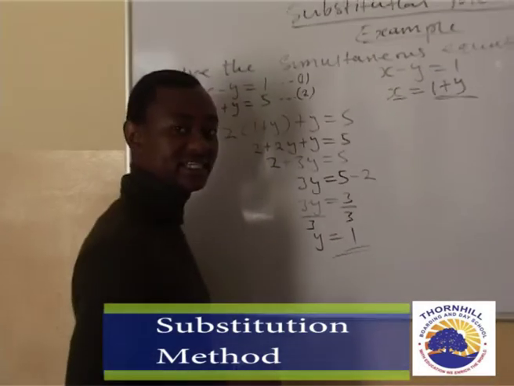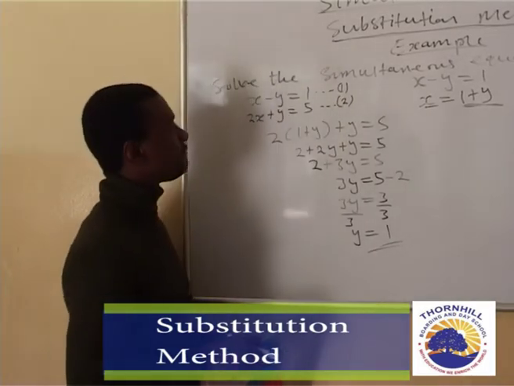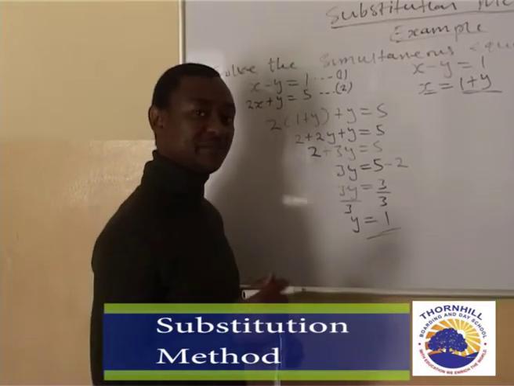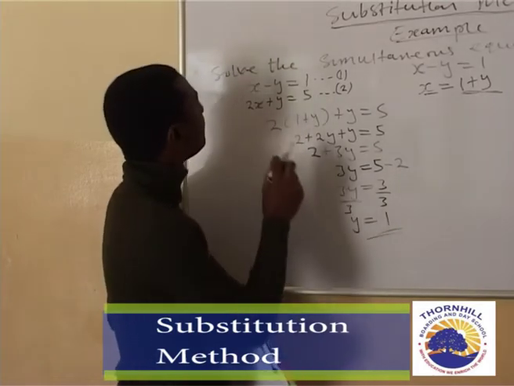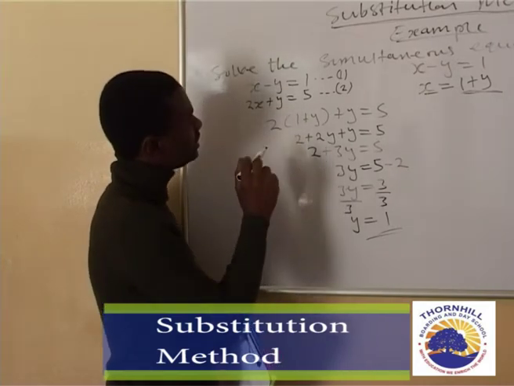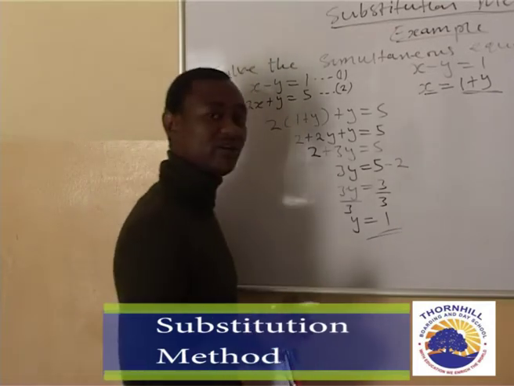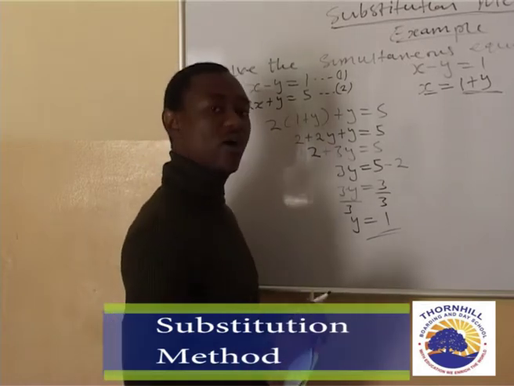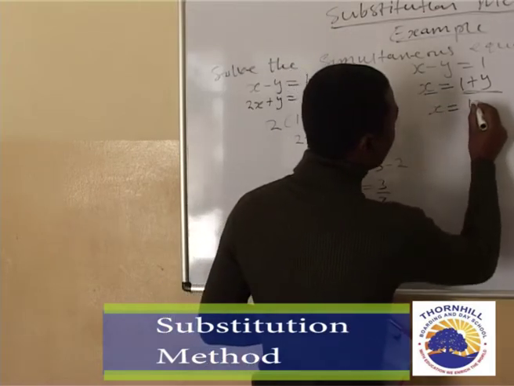But a simultaneous equation, in this case, has 2 letters that we need to find. Meaning that we're just done with the first part. We have just managed to find the value of y. But we need to find the value of x. We have x and y. So we're going to proceed to finding the value of x in this case. Now, how do we find the value of x? To find the value of x, we are going to substitute. Now, how do we substitute? We already know that x is equal to 1 plus y.